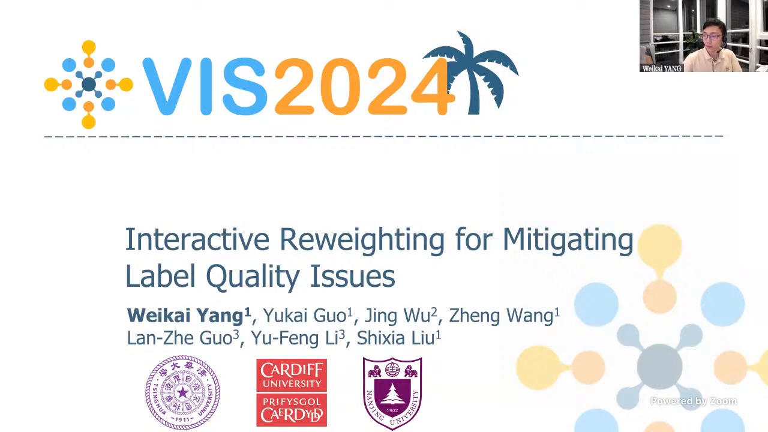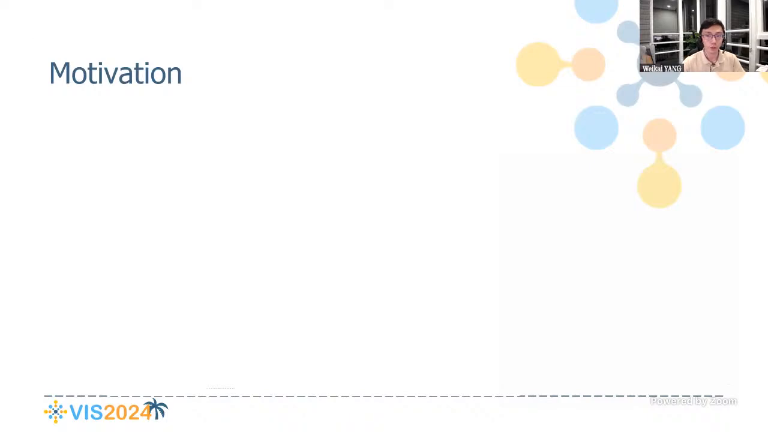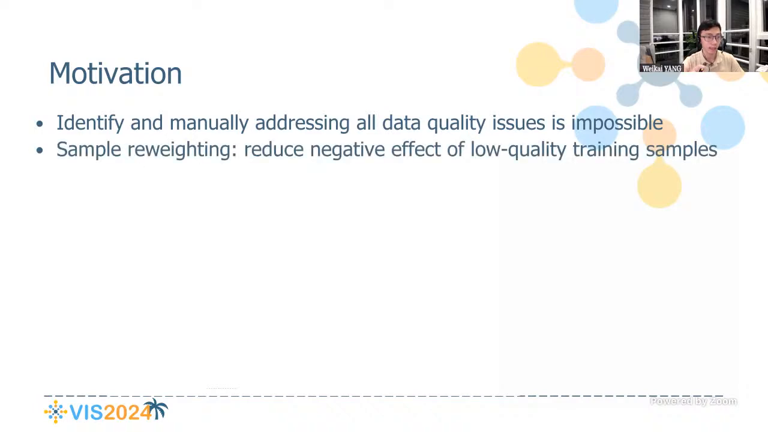Hi everybody. I'm Weikai Yang from HKUST Guangzhou, and today I would like to introduce our work, Interactive Reweighting for Mitigating Label Quality Issues. In practice, it is usually hard and even impossible to manually address all data quality issues due to the large amount of training data. One promising way is sample reweighting, which tries to reduce the negative effect of low-quality training samples.